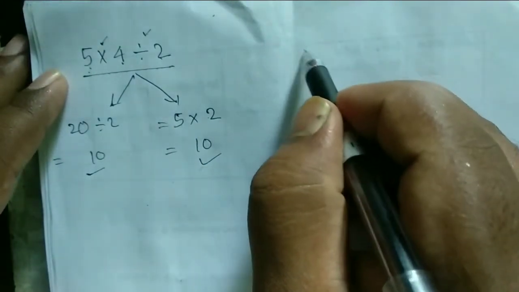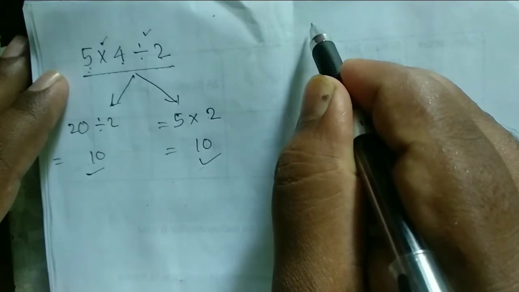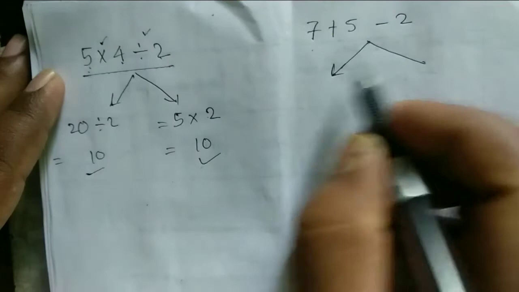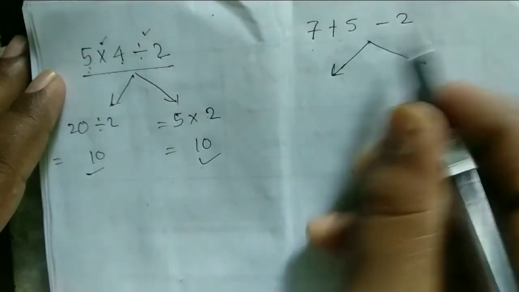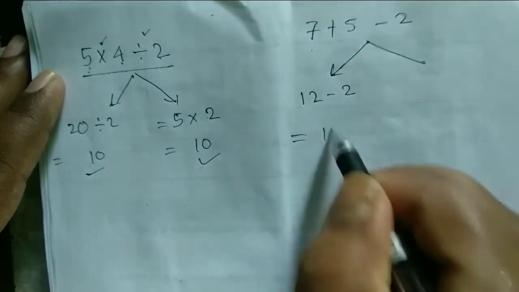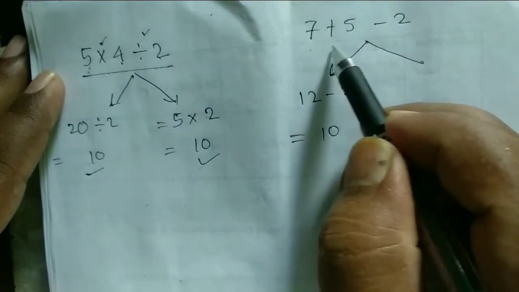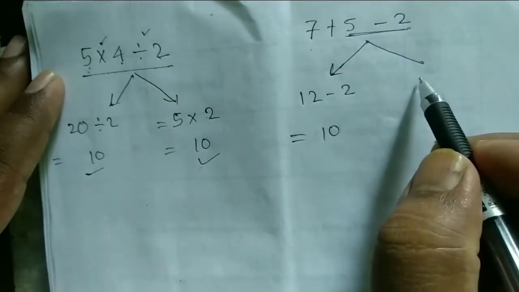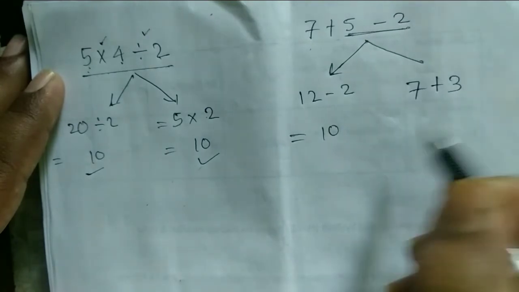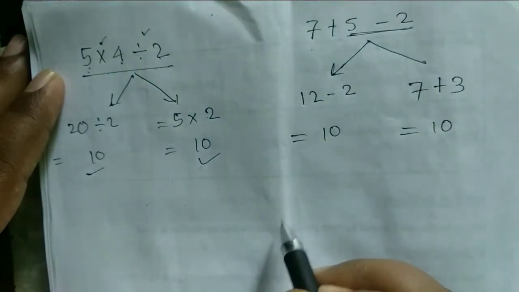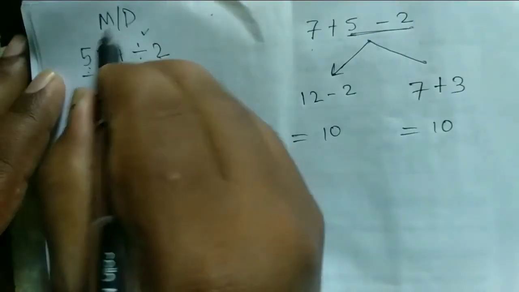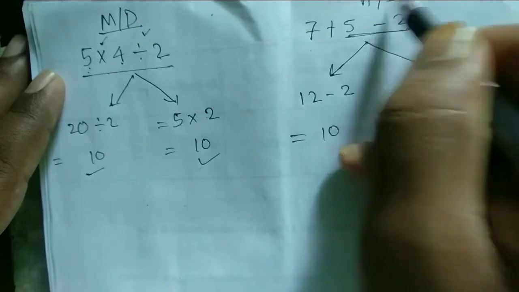Similarly, in the case of addition and subtraction, for example, 7 plus 5 minus 2. We first add the numbers and then subtract, so we would get 10. The second approach is we subtract first and then add. If we subtract first, we would get 7 plus 3, and that would also be 10. So you see, there is no fixed order between multiplication and division, and addition and subtraction.